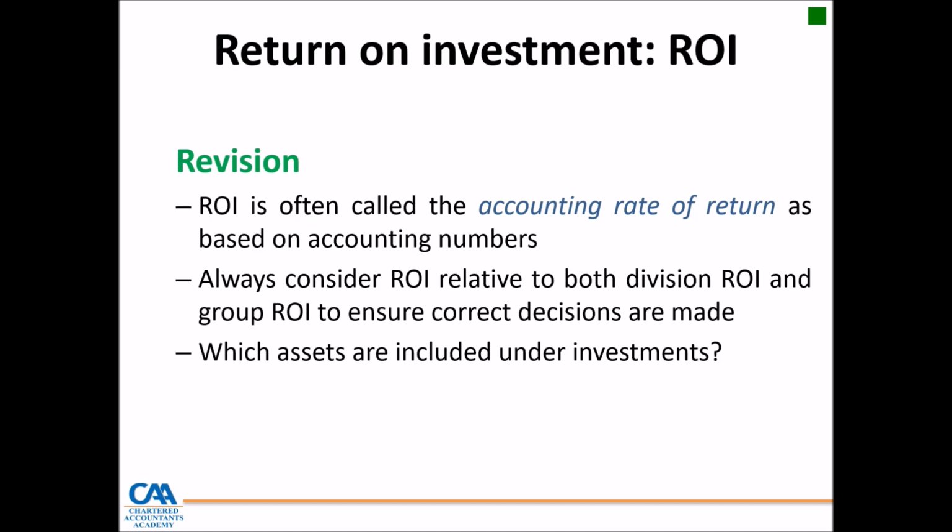So when deciding which assets to use under investments, number one, it will always depend on the information that you've been given in the scenario. Are you able to come up with your total assets employed, or your total assets less current liabilities, or have you only been given the total assets? So it depends on the information that you have been given. And number two, it also depends on how reasonable it is to use total assets versus total assets employed. So it's a decision that you need to make.